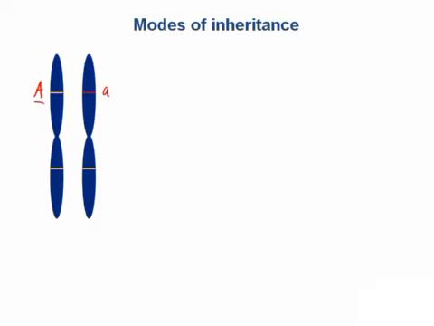So what type of inheritance pattern is this? This would be autosomal recessive. To inherit an autosomal recessive trait, both parents have to be at least carriers, which means they have one functional allele and one defective allele. So they don't have the trait, but they can pass it to their offspring.